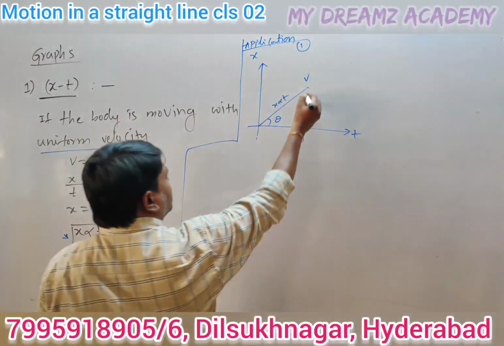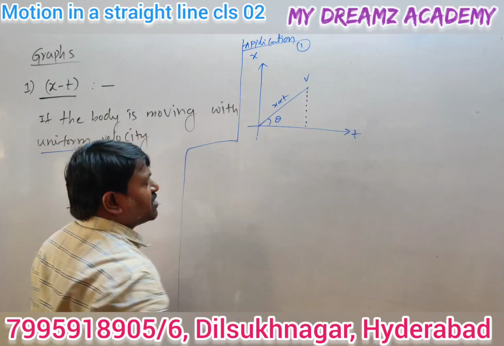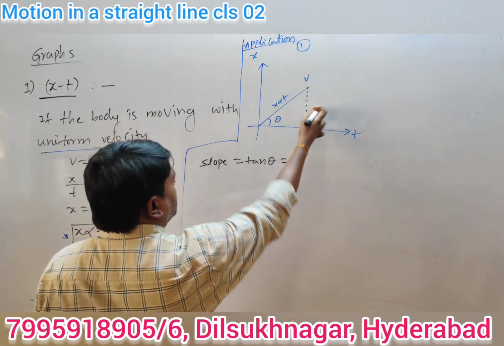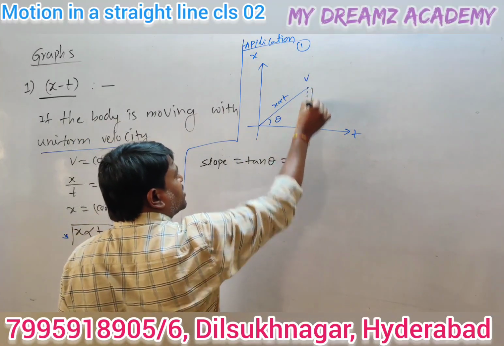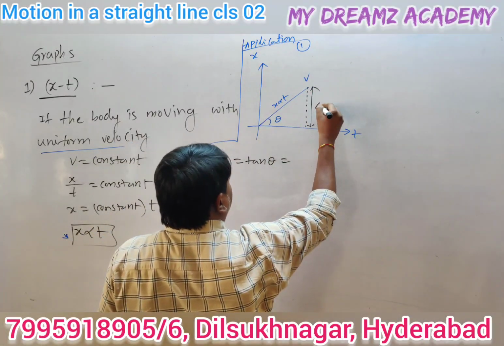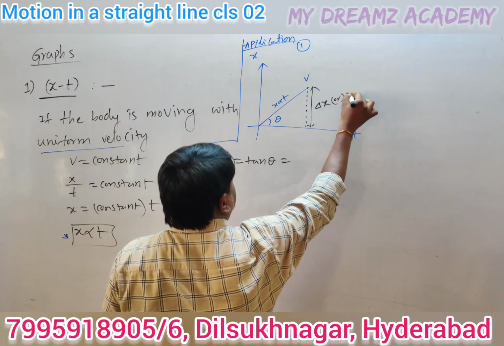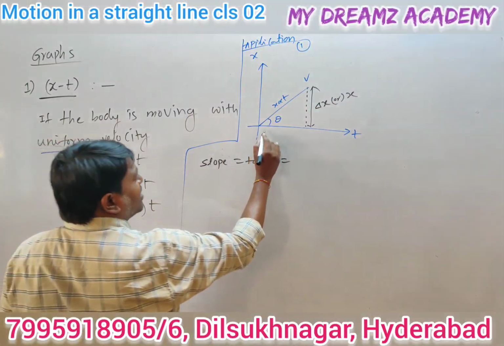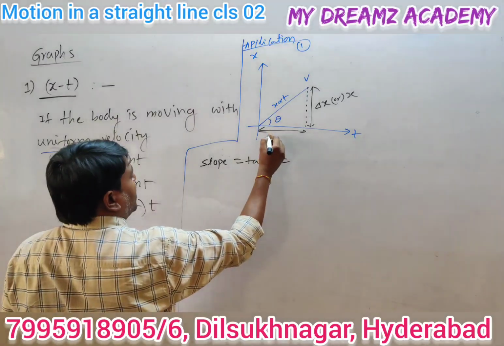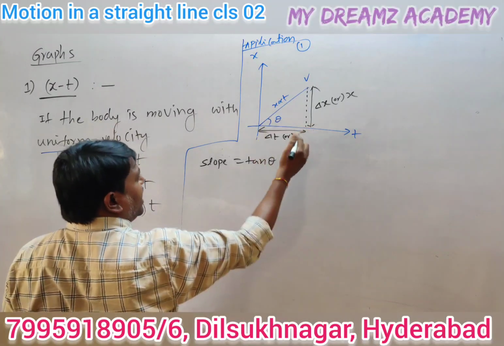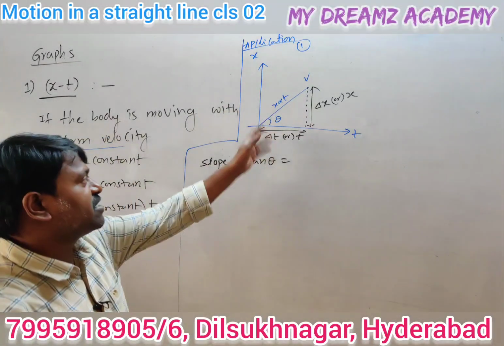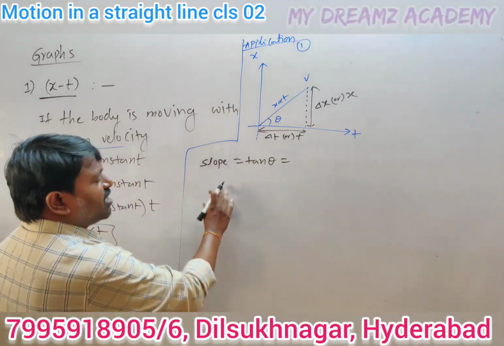Now, what is the slope of this graph? Slope equals tan theta. Tan theta means opposite by adjacent. Along the y-axis we have considered displacement x, so the difference in displacement is again x, which we can write as delta x or x. Along the x-axis we have considered time t, so the difference in time is again t, which we can write as delta t or t.